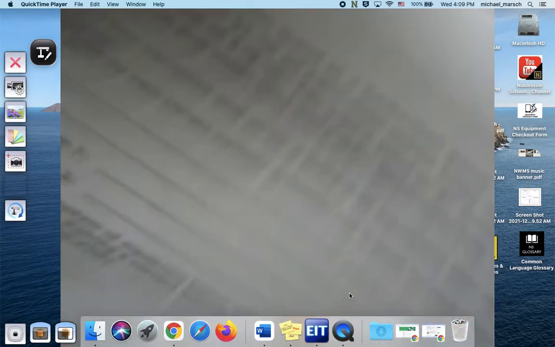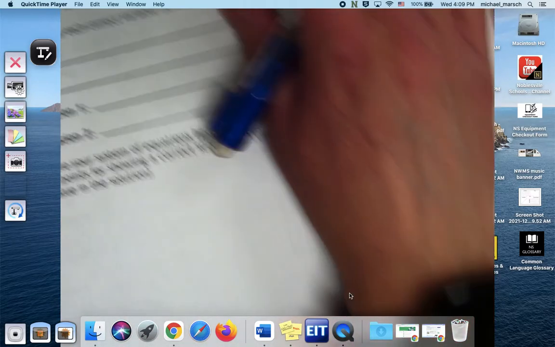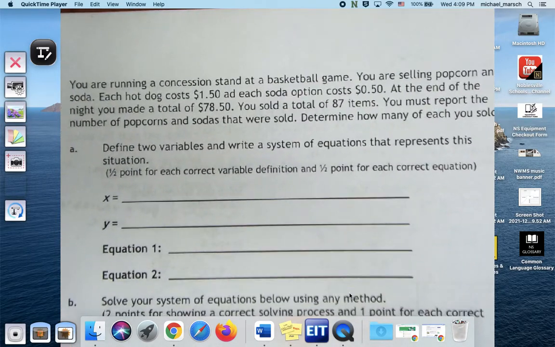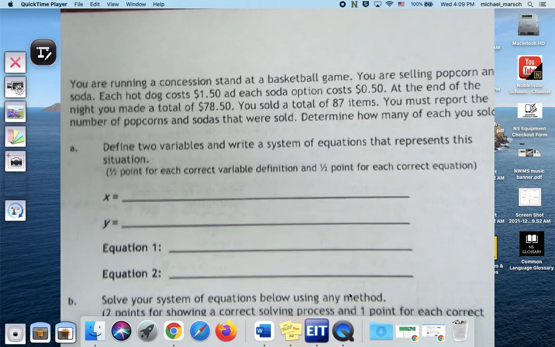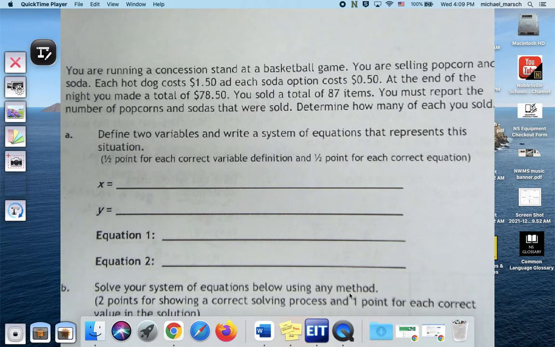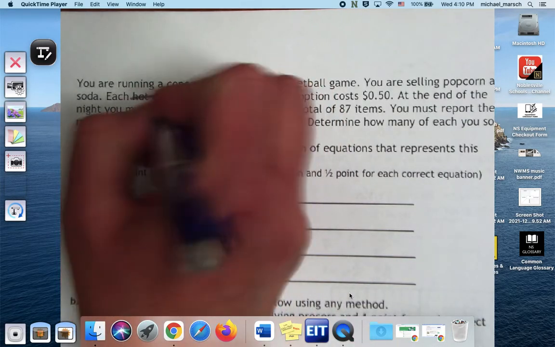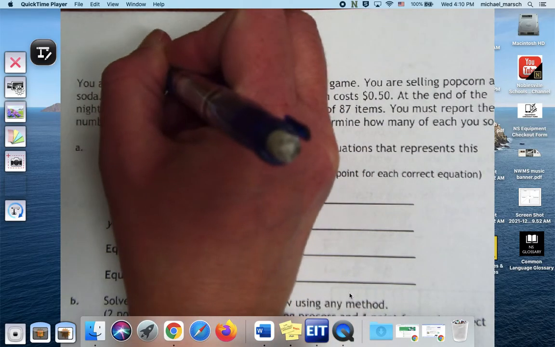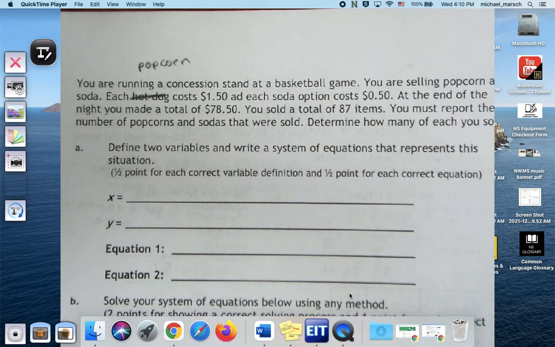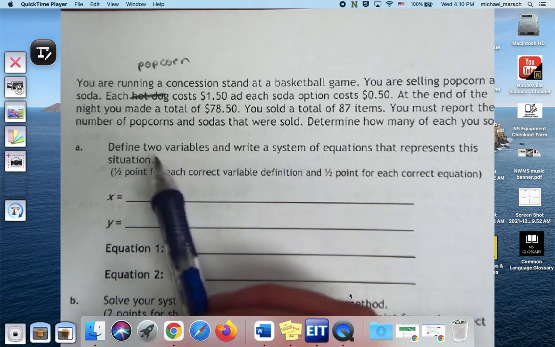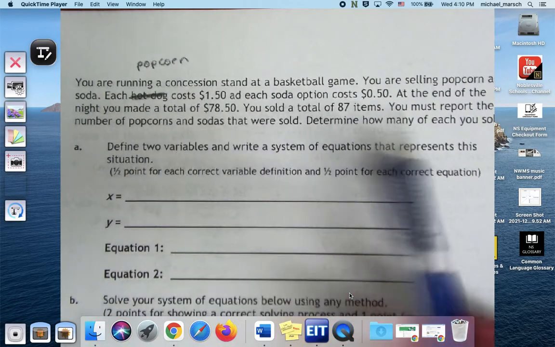Page number 2. Here we go. Story problems. Word problems. Everybody's favorite. Okay, you've got a concession stand at a basketball game. You're selling popcorn and soda. Each hot dog, I think this should say each popcorn costs $1.50. Each soda costs 50 cents. So how many popcorns and sodas? Yeah, so cross out that word hot dog and just make that say popcorn.